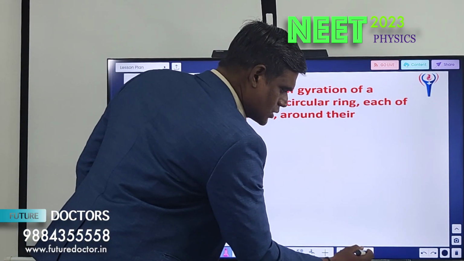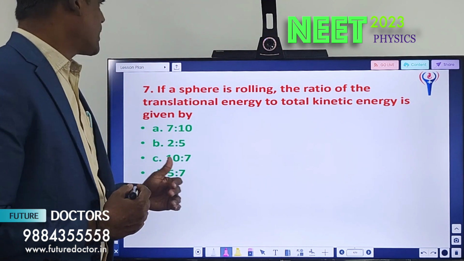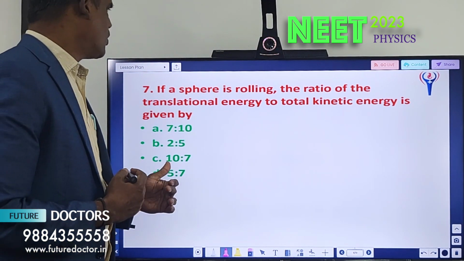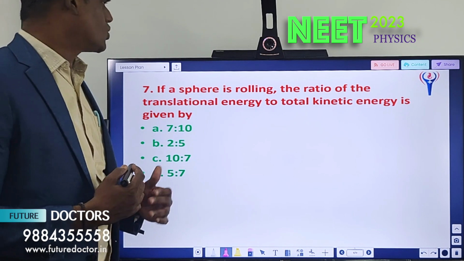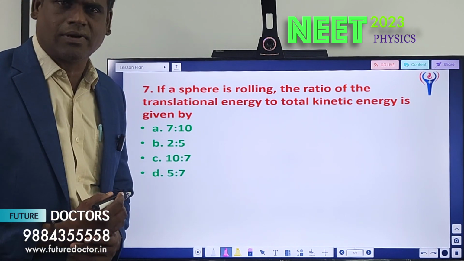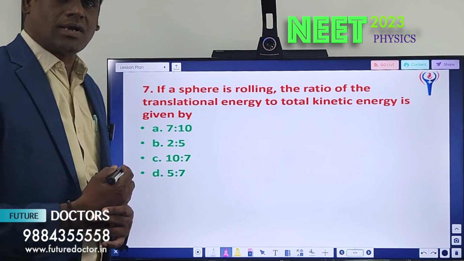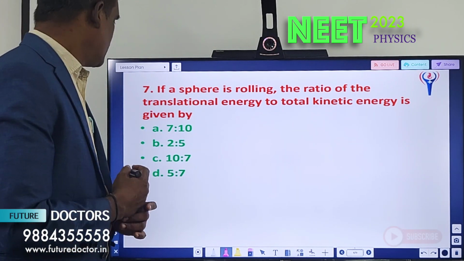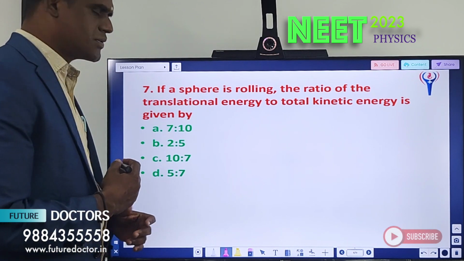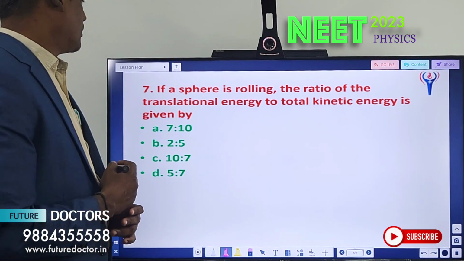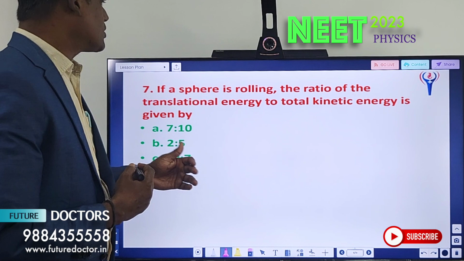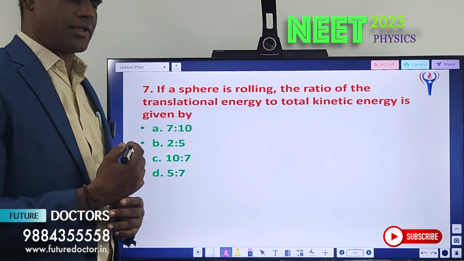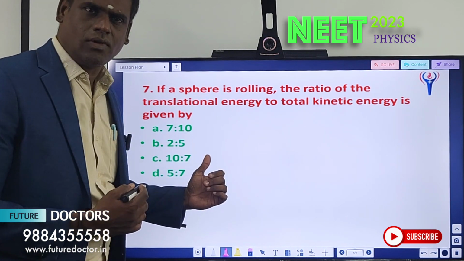Let's move to the last question, the 7th question. If a sphere is rolling, the ratio of translation energy to total kinetic energy is given by dash. A: 7 is to 10. B: 2 is to 5. C: 10 is to 7. D: 5 is to 7. By knowing the formula for translation energy and total kinetic energy, you are able to solve these problems.